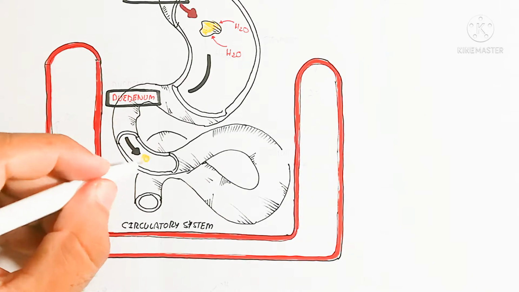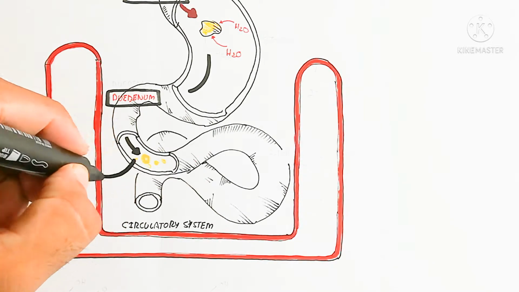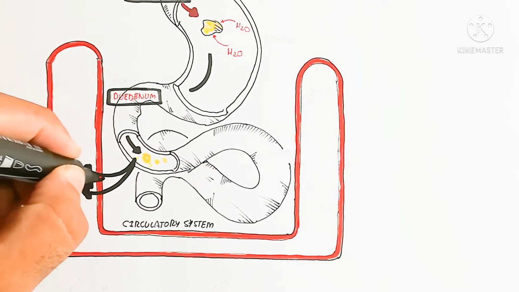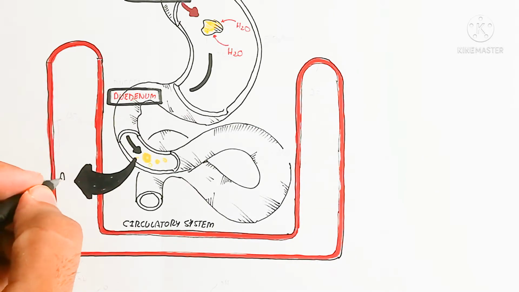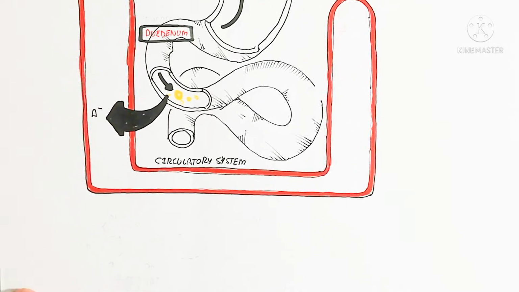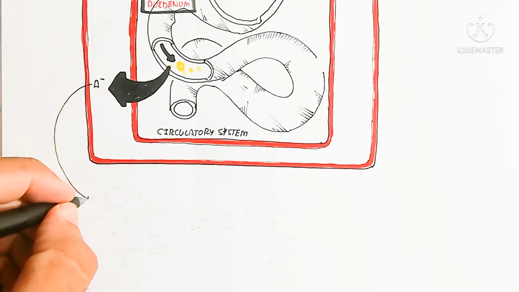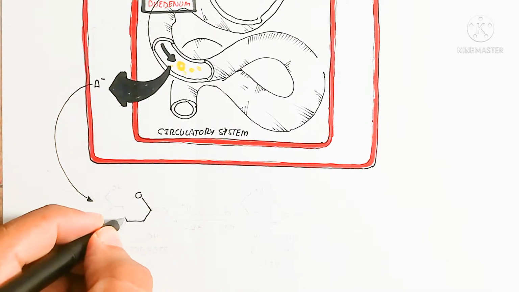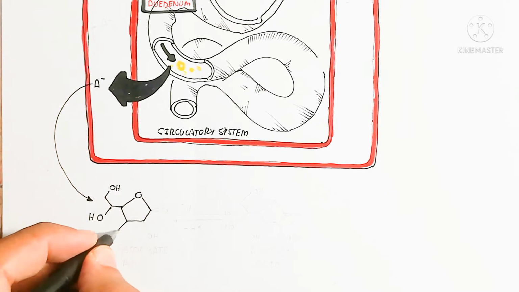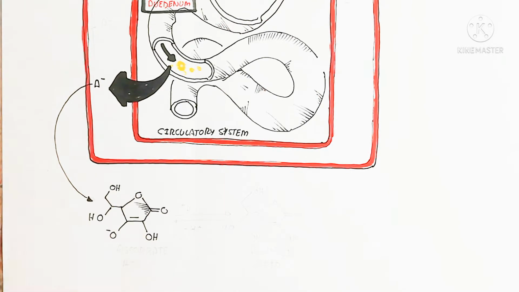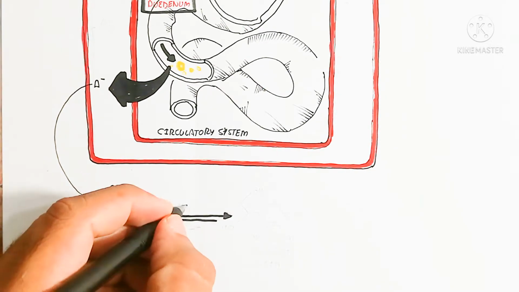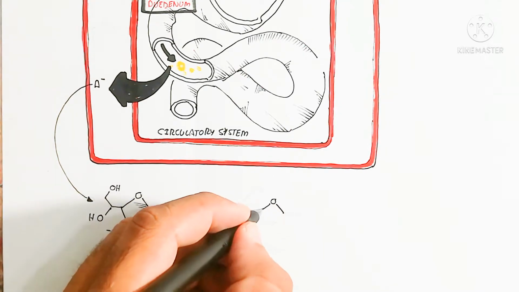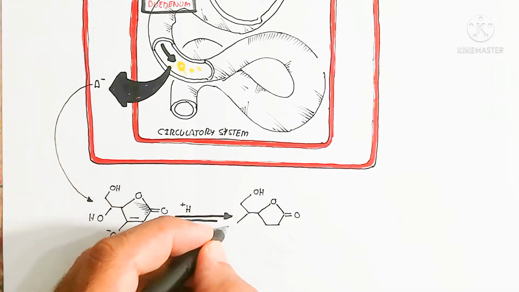Why? Because after the donation of the proton to another molecule in the lumen of the duodenum, it is absorbed in the form of ascorbate. But the important thing is that ascorbate can be converted into ascorbic acid also in the blood for acid base balance. So here you can see the ascorbate. Ascorbate means the molecule after proton donation, containing a negative charge. And this ascorbate can be converted, after accepting a proton, into ascorbic acid.